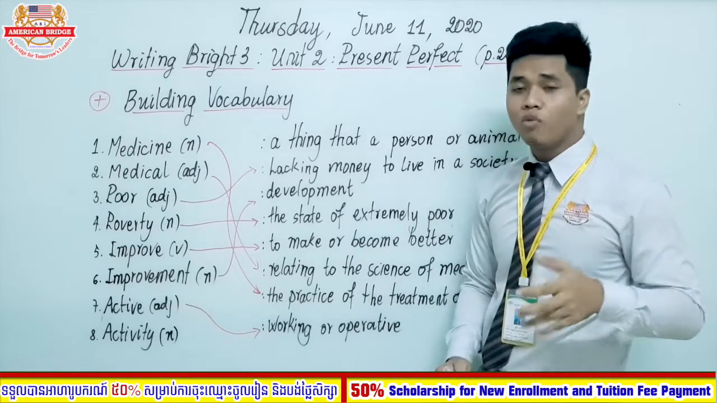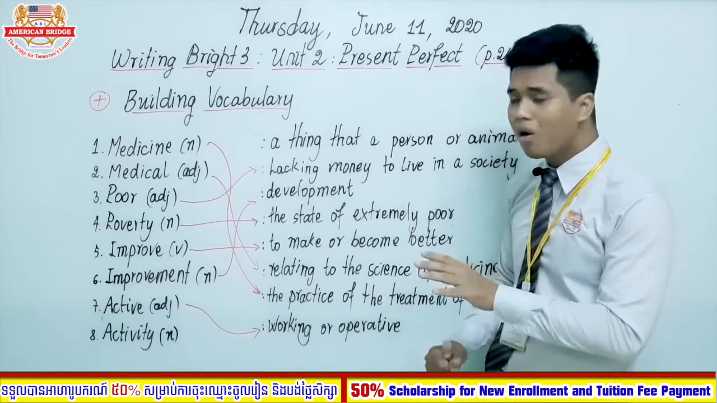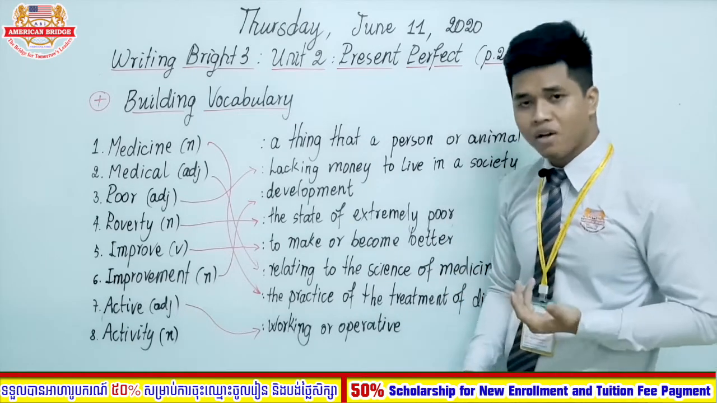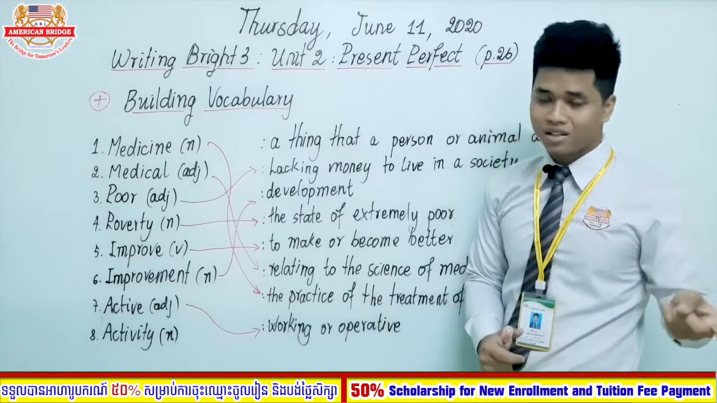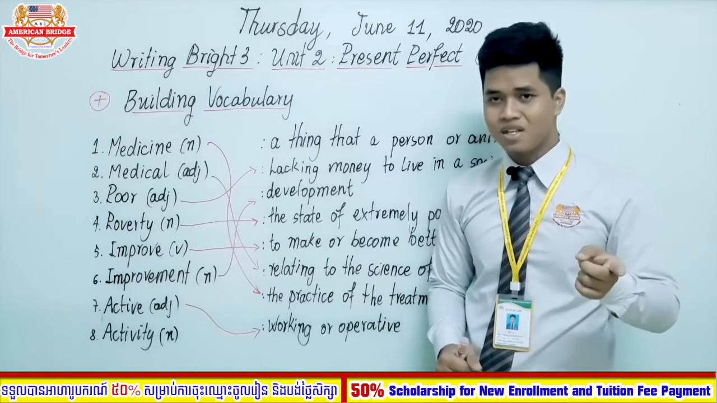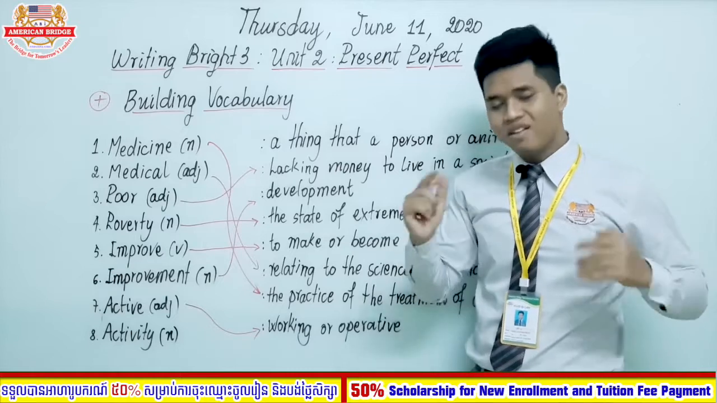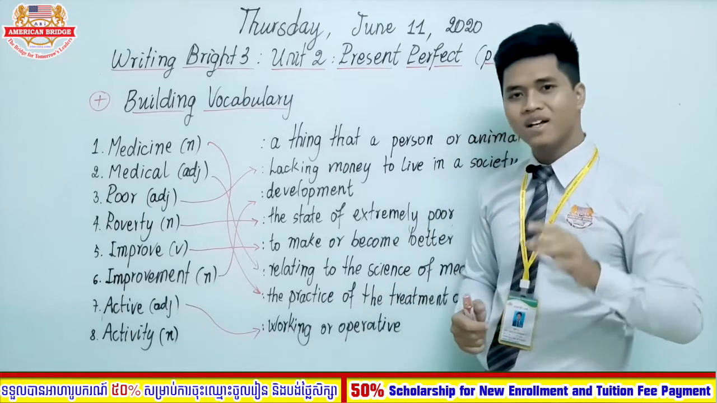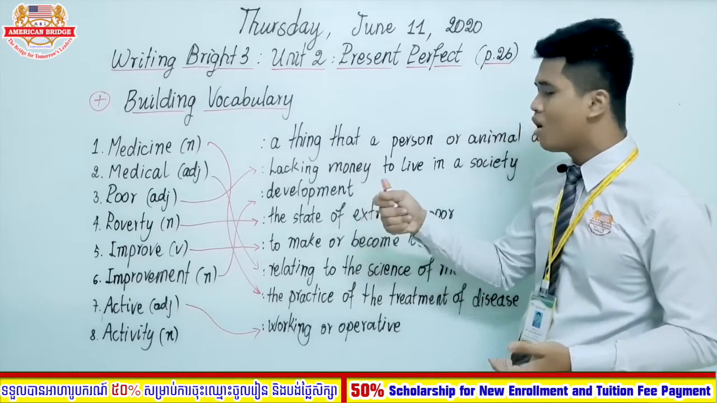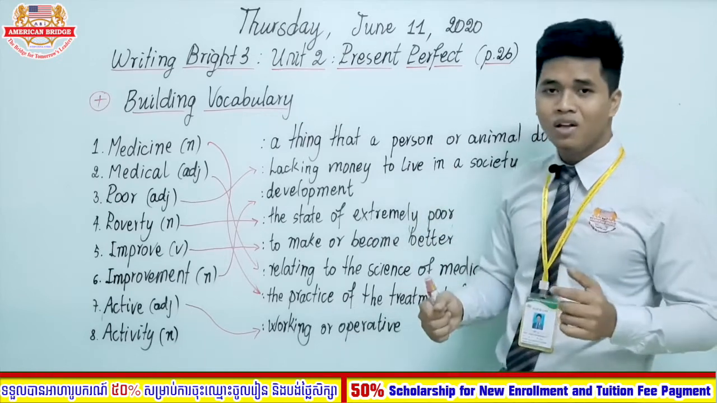The word activities. So activity refers to a thing that a person or animal does. When you are writing, it is one activity. When you are running, it is one activity. When you are thinking, it is an activity. When you are dancing, it is an activity. So activity refers to an action that a person or animal does.